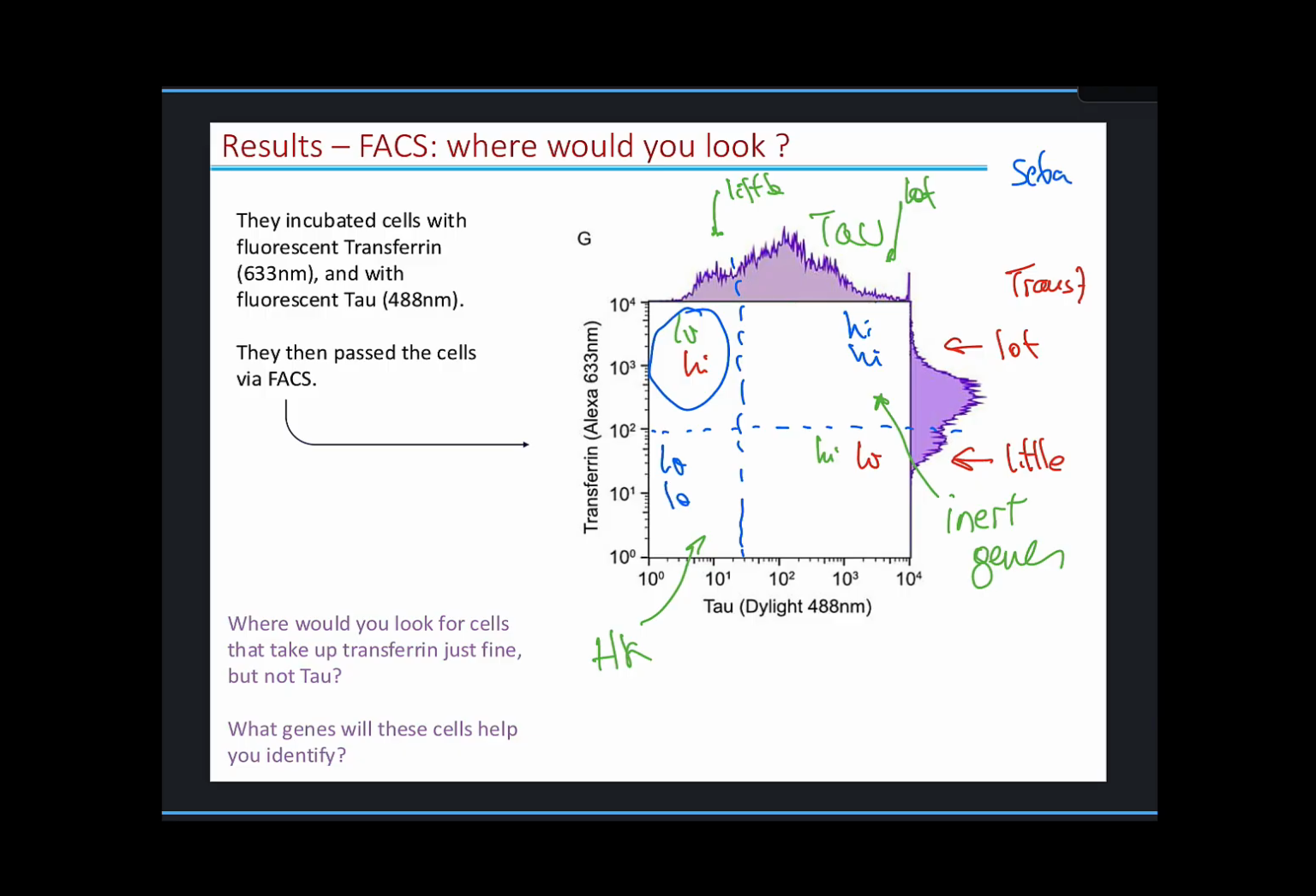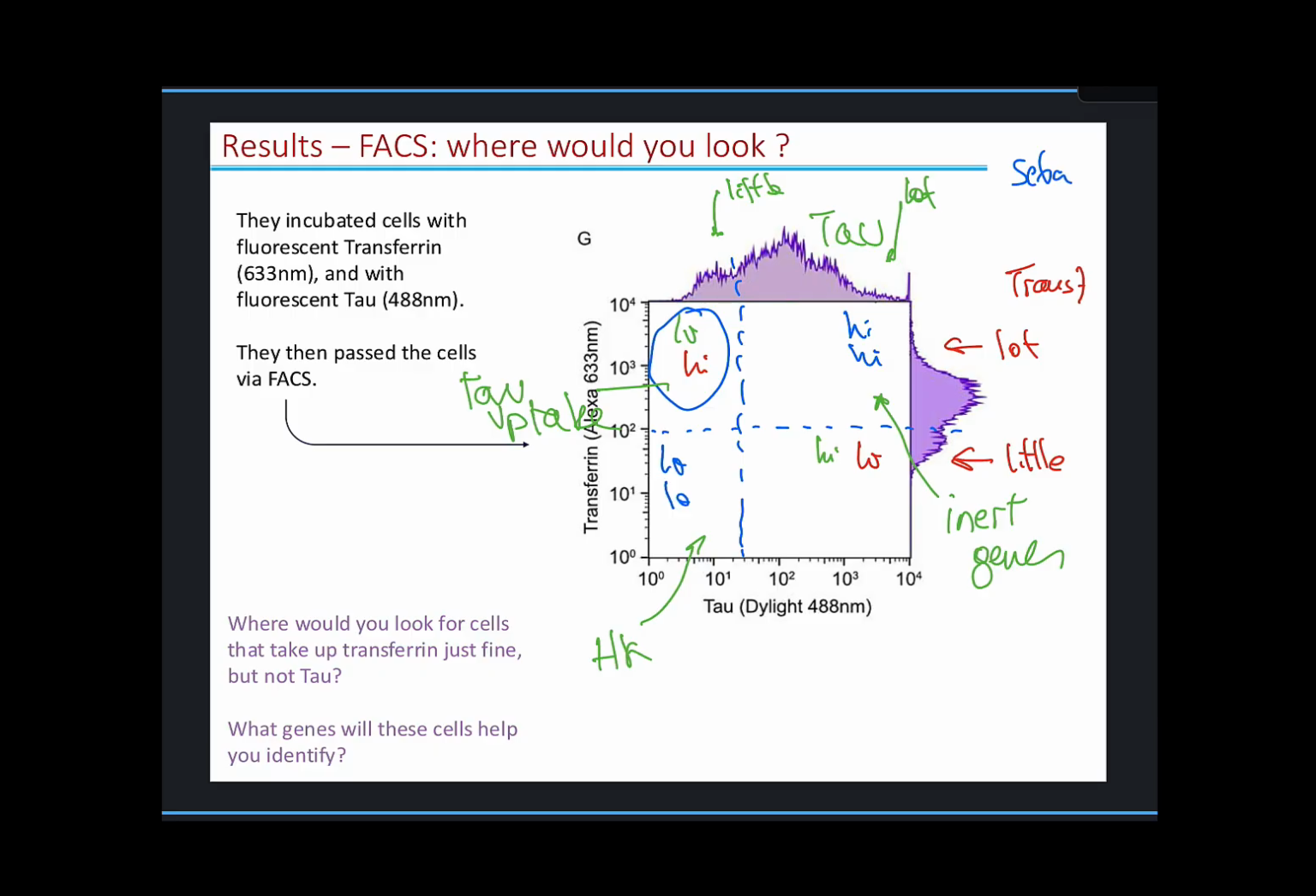Now I repeat my question. What would you call those genes whose mutation made the cells end up in that upper left quadrant? Tau uptake. Yeah. Those are the tau uptake pathway genes. We don't know what they are yet, but those are related to tau uptake. Why? When we took them out, the cells could take up transferrin, but they couldn't take up tau as efficiently, at least. So they're alive, but for some reason they're not taking up tau.